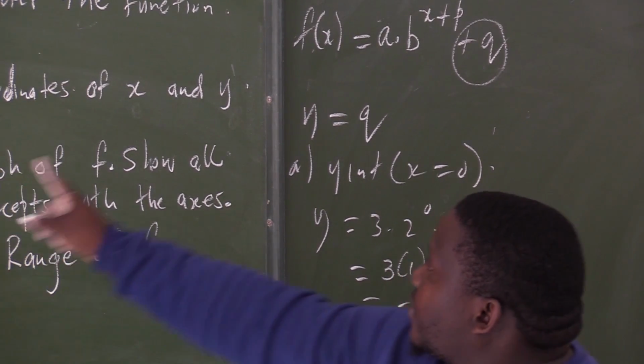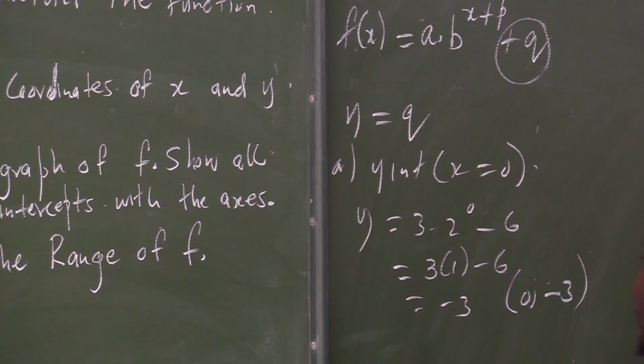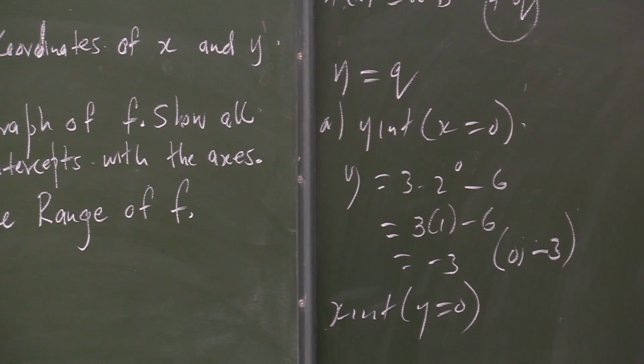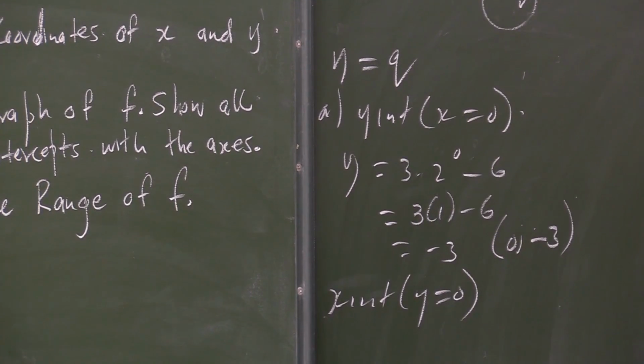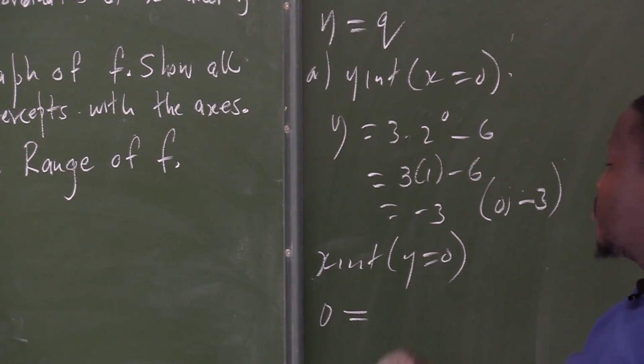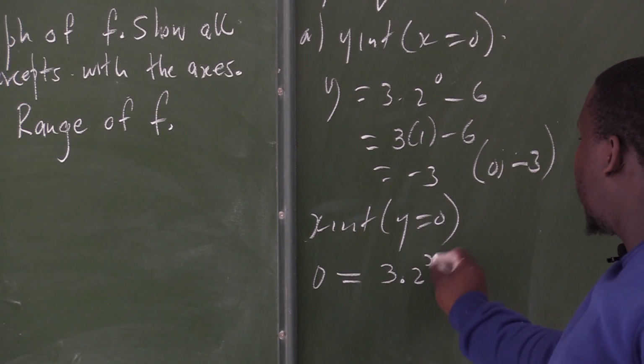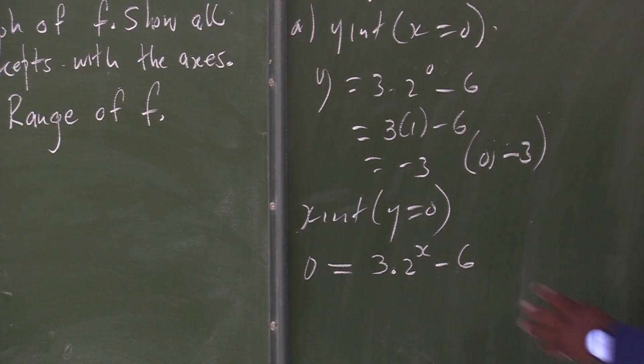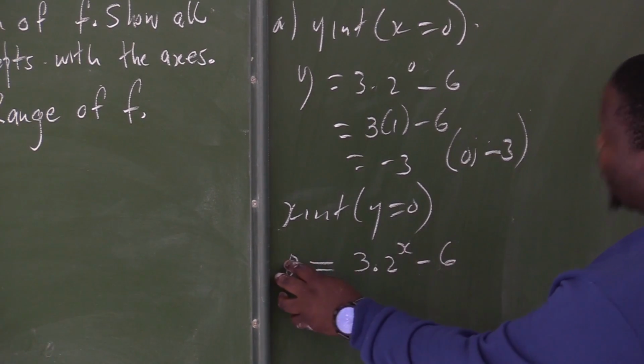What is left now? The x-intercept. For the x-intercept, you make y be 0. Now let's go to the equation. Put y as 0. This should be 0 equals 3 times 2 to the power of x minus 6. Now let's solve for x. Move the minus 6 across to become positive.